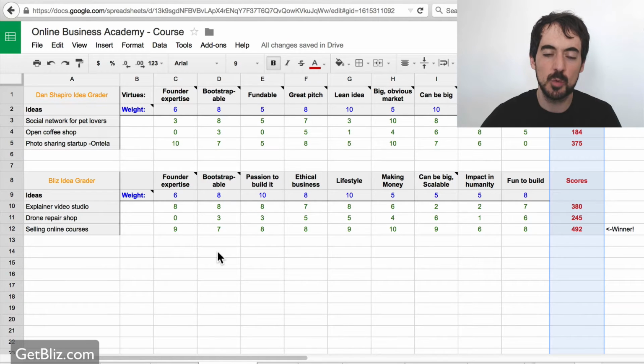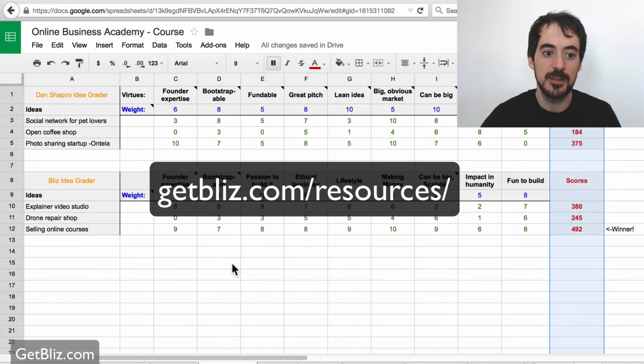This is a good way of selecting an idea, because it's not just, is the idea great, and what does great mean? Now we have 9 criteria to decide whether an idea is great and worth pursuing. So I'll make this available on the getbliss.com website under getbliss.com/resources. All of these spreadsheets will be available for free for you to use and try your own ideas.